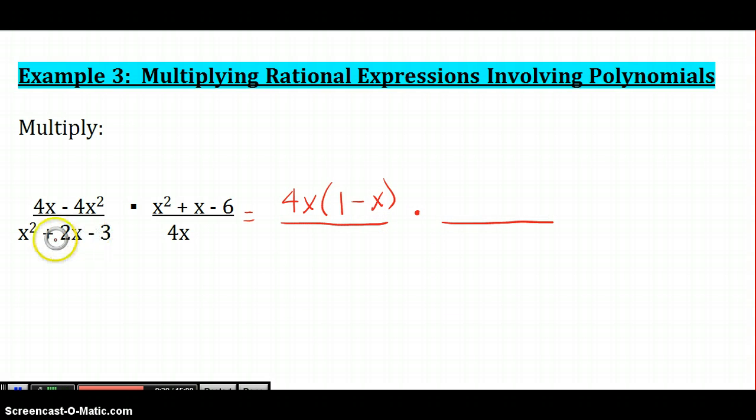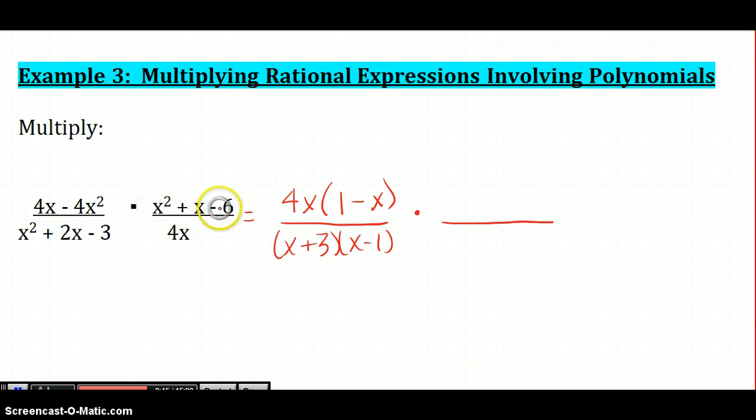Let's go to the bottom here. Here I'm looking for factors of 3 that subtract to give me 2. This minus tells me that they're going to be opposite signs. And 2 factors of 3 that subtract to give me 2 are 3 and 1. And since the middle term is positive, the bigger number needs to be positive.